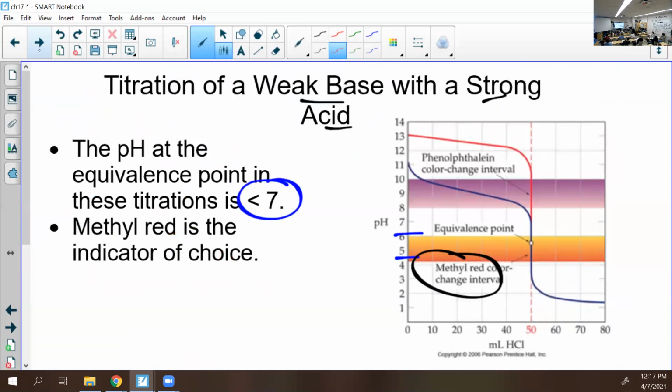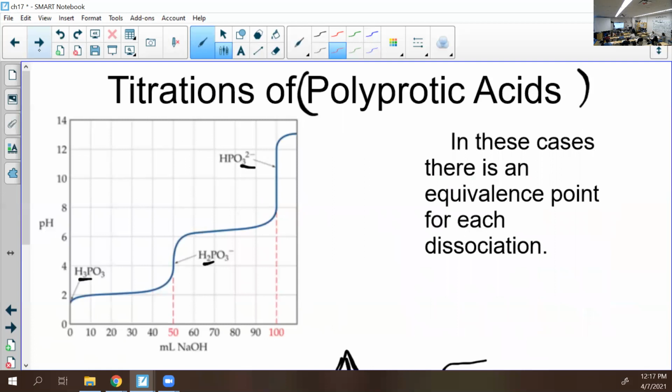All right, that doesn't matter. Okay, this is the last part of titrations. And once again, there's no math at all for sure on this one. It's just recognizing the shape of a titration with a polyprotic acid.